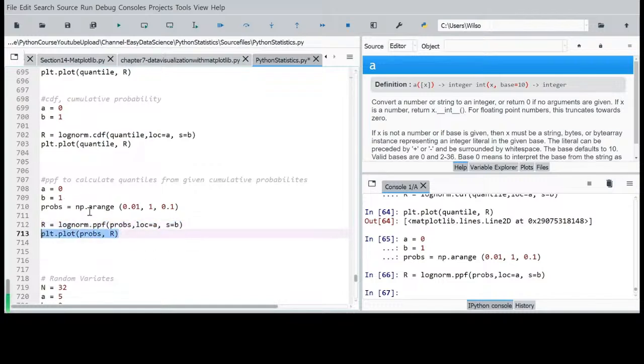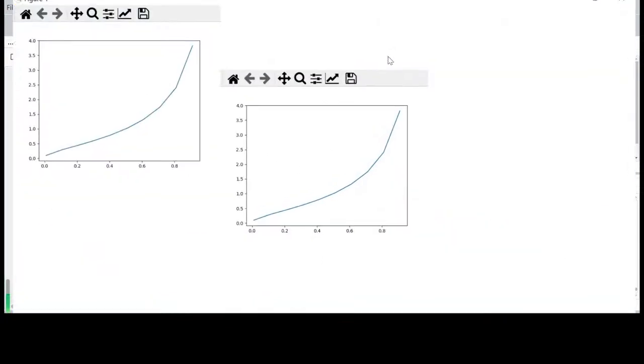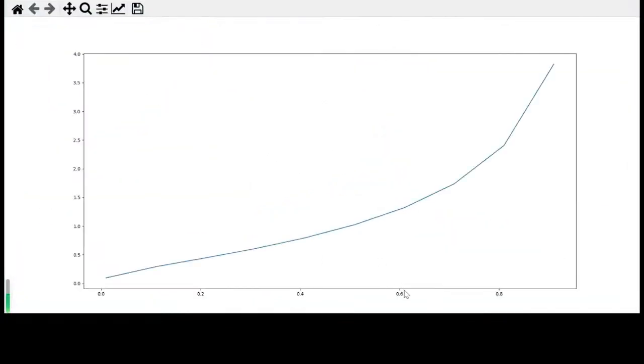We can plot the relationship between the cumulative probabilities and the quantile variables. So for example, for the cumulative probability 0.6, the value is almost 1.25. So we can say about 1.3, so we can say almost 60% of the variables in this lognormal distribution are less than 1.3, right?